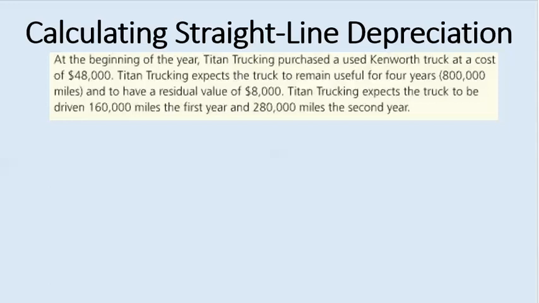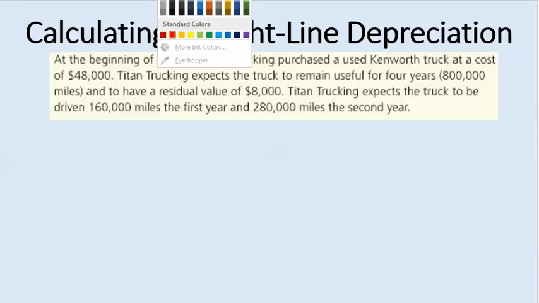So the prompt here says, at the beginning of the year, Titan Trucking purchased a used Kenworth truck at a cost of $48,000. Titan Trucking expects the truck to remain useful for 4 years, or 800,000 miles, and to have a residual value of $8,000. Titan Trucking expects the truck to be driven 160,000 miles the first year and 280,000 miles the second year. Okay, let's see what we get to do here.